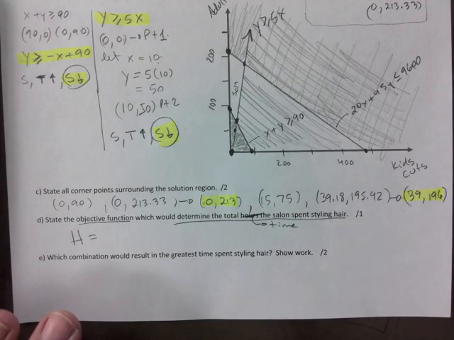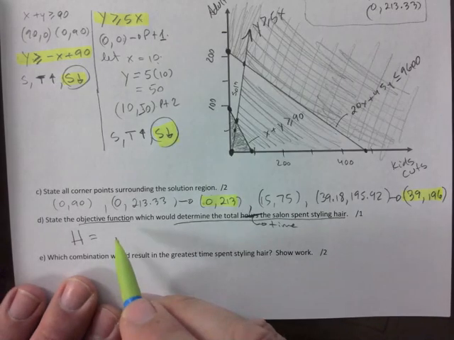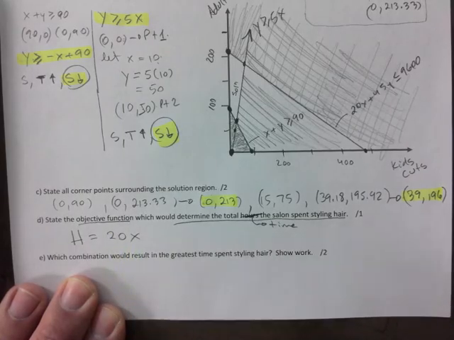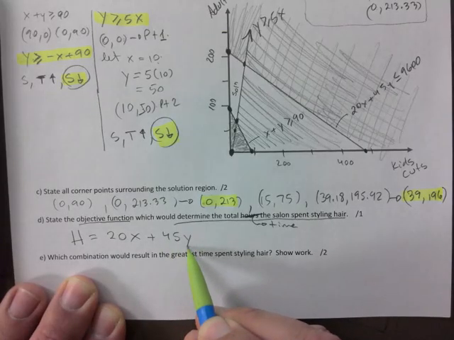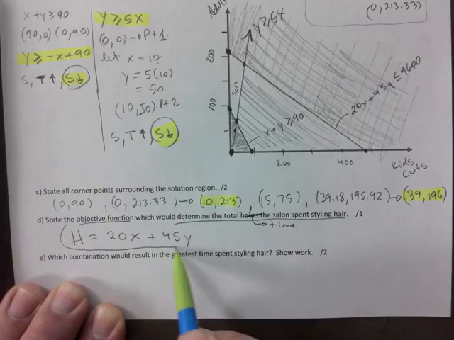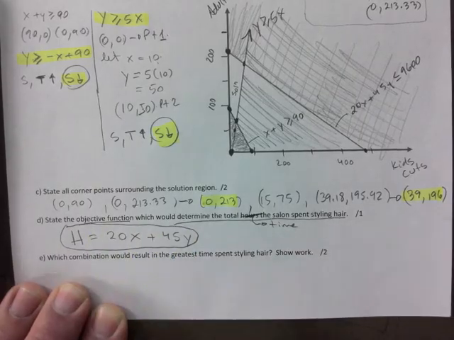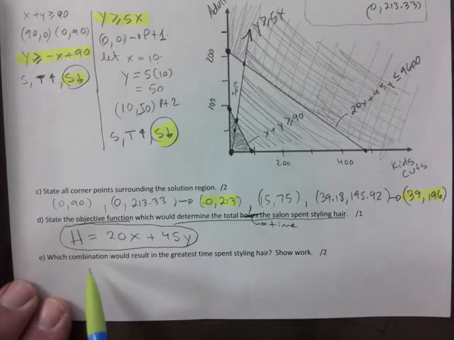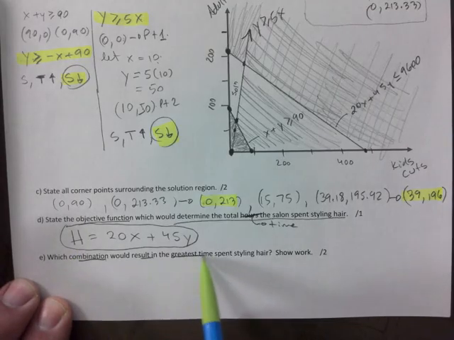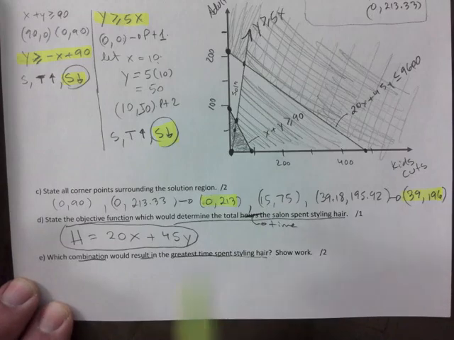So in this case, you just look up there. Is there any hint for time? And there is, right? It takes 20 minutes for a children's haircut, and it takes 45 minutes for an adult's haircut. That is my objective function. Okay, that's the new part. So that'll give you, if you feed any of these points into it, it will tell you how many hours were spent. There. So which combination would result in the greatest time spent styling hair?